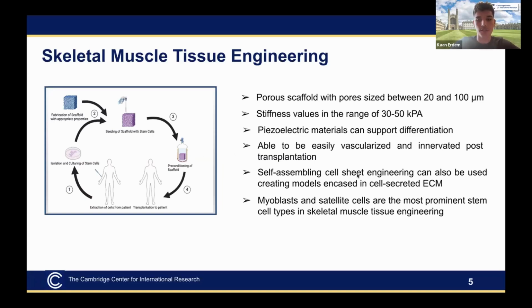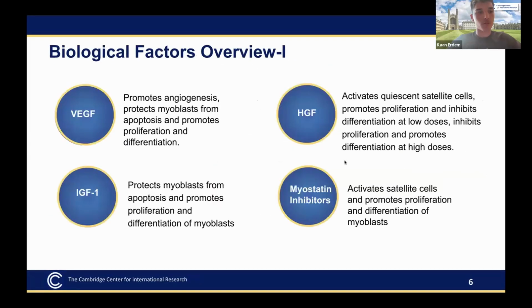And the advantage of this is that it creates models encased in cell-secreted ECM, through having cells that secrete their own ECM in sheets, the harvesting of the sheets, and then finally organization into tissue. So we will now be moving on to the overview of the biological factors, and I will quickly explain the findings of my review regarding each of the biological factors.